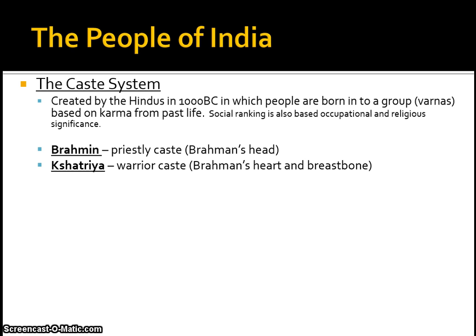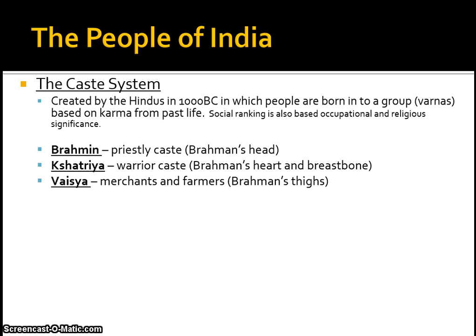The Kshatriya is the warrior caste, and the Kshatriya symbolizes Brahma's heart and breastbone. And if you've ever heard that war is passionate and that soldiers are passionate and they're brave, that kind of helps us understand why the heart and the breastbone were chosen. The heart, in the figurative sense, is the passion and the love and so forth, and the breastbone is the protection of your chest cavity. And so that makes sense for the warrior caste.